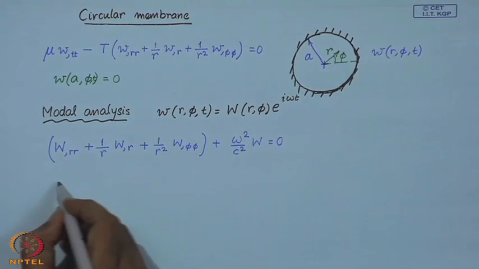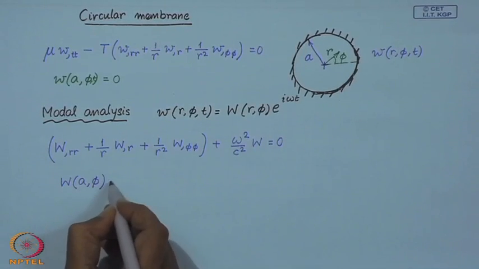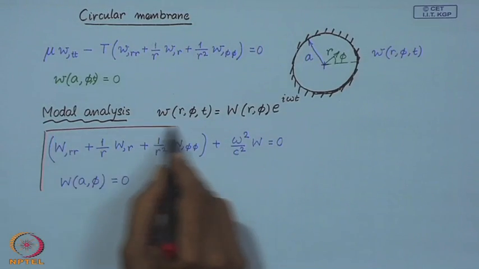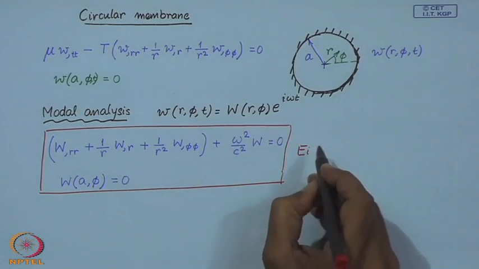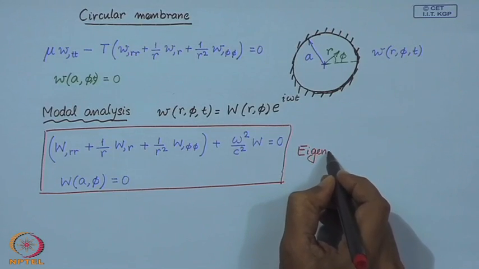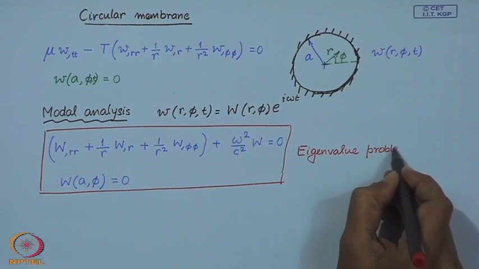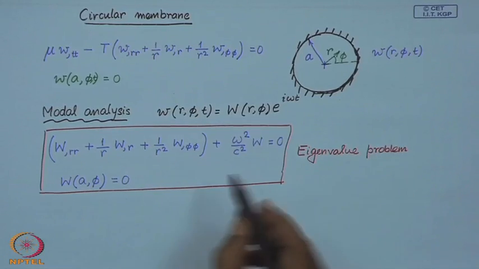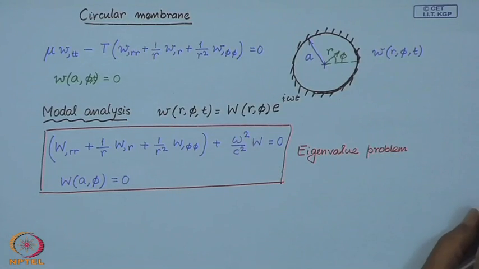so this, along with the boundary condition, defines our eigenvalue problem. So, this is our eigenvalue problem, which we must solve in order to determine the natural frequencies and the modes of vibration of a circular membrane.